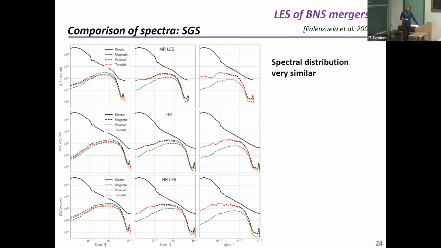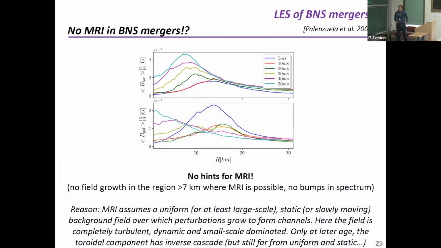You can look better at the spectra, and you can see the same. Every line is one of the three cases: medium resolution with modeling, and high resolution without or with subgrid scale modeling. And you can see how the shape of the spectra are really similar, also in detail the poloidal and the toroidal one. You can see in particular that in all simulations, the toroidal one becomes more and more important because of the winding mechanism.